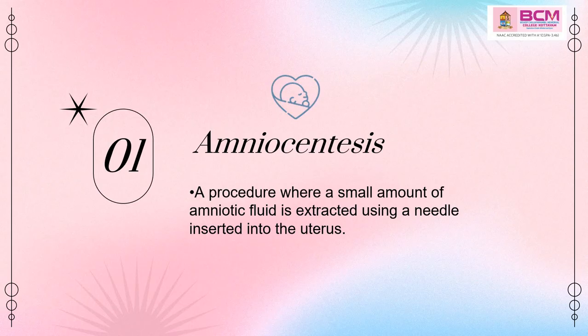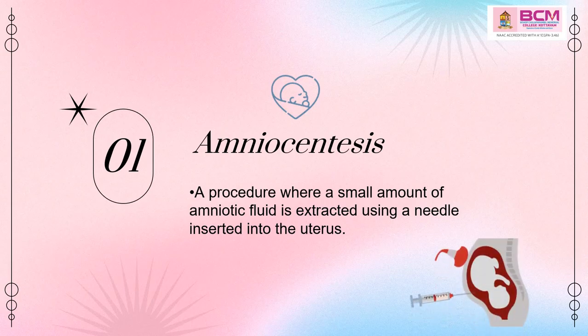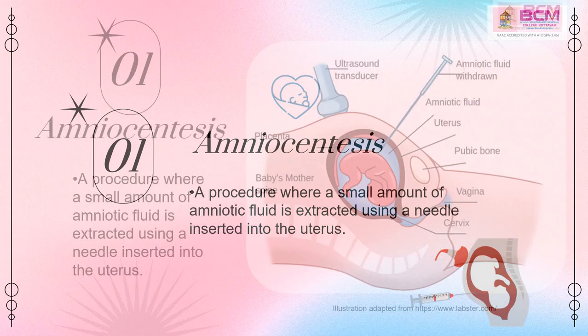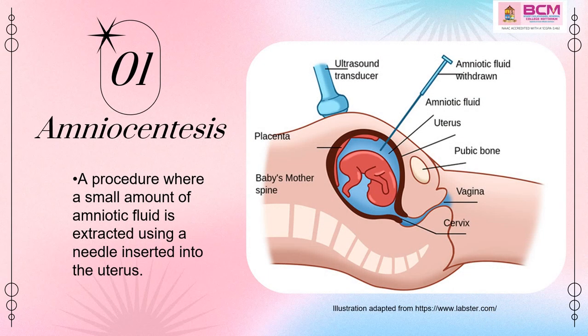First up, amniocentesis. This is an invasive procedure where a small amount of amniotic fluid is drawn using a needle inserted through the mother's abdomen into the uterus. During this procedure, a thin hollow needle is carefully inserted into the amniotic sac through the mother's abdominal wall, guided by ultrasound imaging to avoid any harm to the fetus. A small sample of amniotic fluid, which contains fetal cells and various proteins, is then withdrawn for analysis.